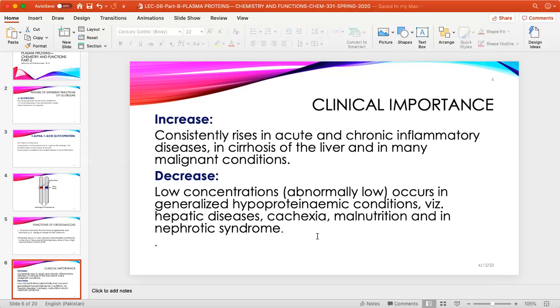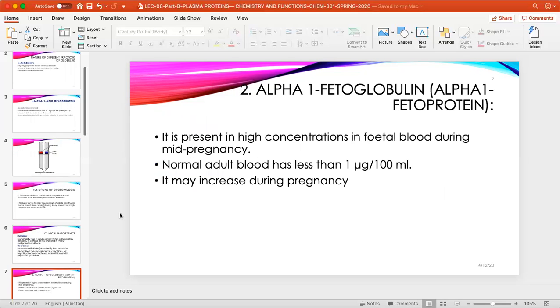इसके अलावा आ जाता है आपका cachexia or malnutrition and nephrotic syndrome. So these are some diseases in which their levels are increased or decreased.